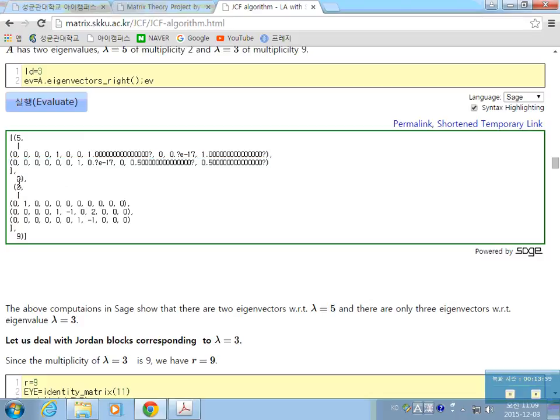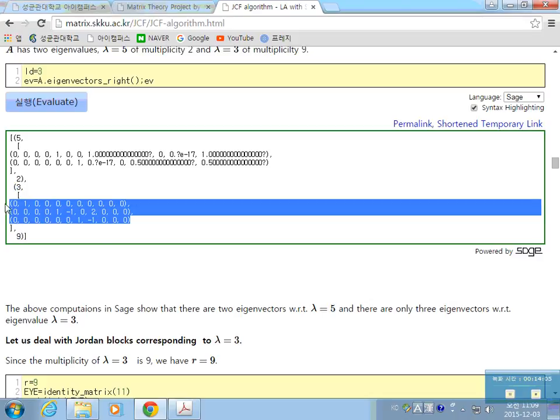Next, the eigenvalue 3 has algebraic multiplicity 9. But how many linearly independent eigenvectors? Only 3. So we have 3 Jordan blocks. That's the geometric multiplicity, it's 3. Algebraic multiplicity 9. What's the next step we have to do?